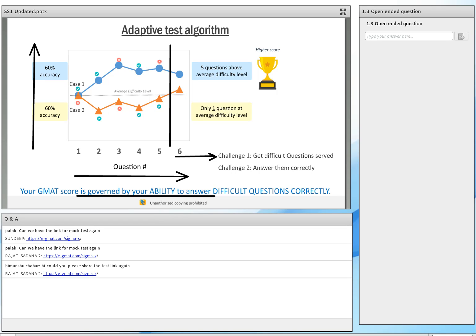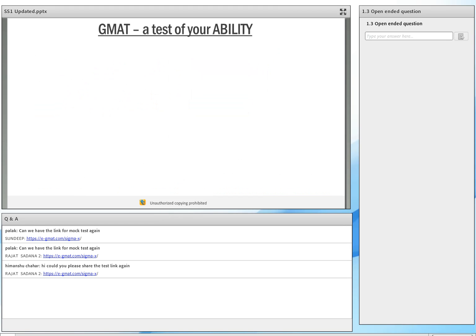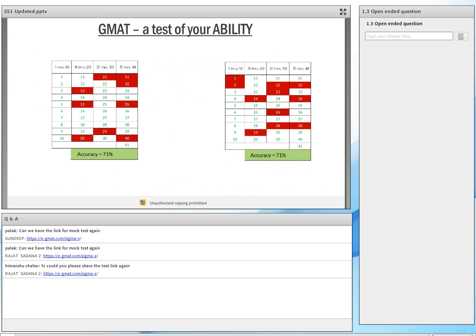Now this was just a simulation. I'm going to now share some real data with you, and this real data is on GMAT prep questions, and this is GMAT prep from pre 2018 when the verbal section contained 41 questions. So what you see over here is two test results from two different students.